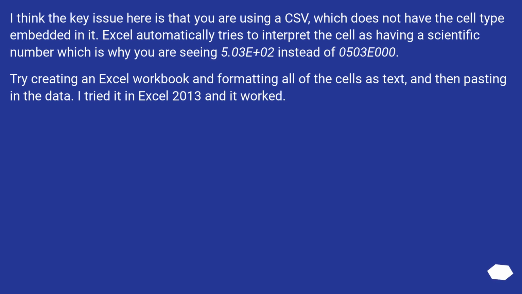I think the key issue here is that you are using a CSV, which does not have the cell type embedded in it. Excel automatically tries to interpret the cell as having a scientific number, which is why you are seeing 5.03E+2 instead of 5.03E+00. Try creating an Excel workbook and formatting all of the cells as text, and then pasting in the data. I tried it in Excel 2013 and it worked.